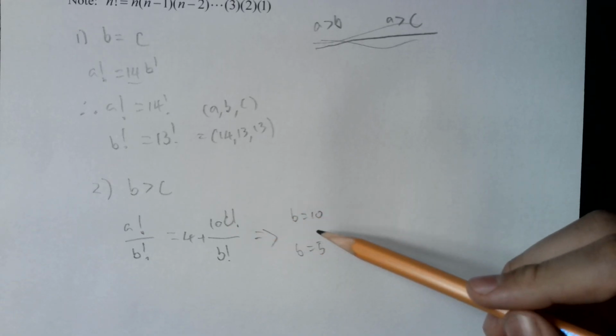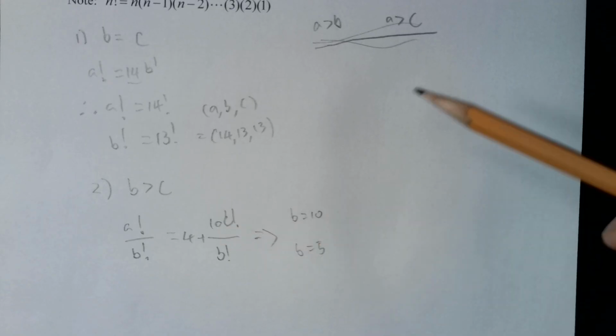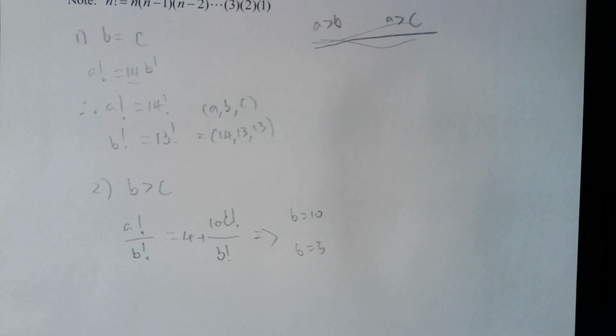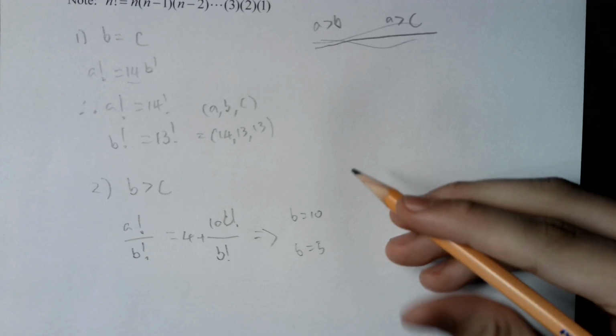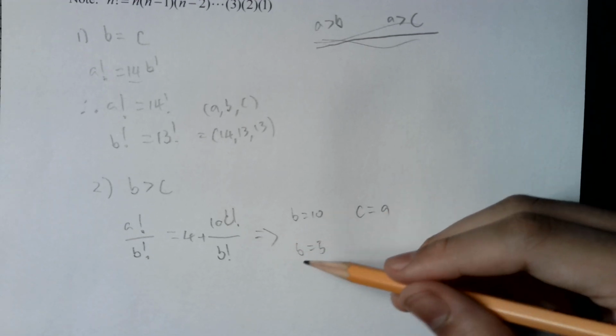So obviously we need b to be equal to 10 or 5 to get rid of this 10 here. And this means that if b is equal to 10, we know that c here is going to have to be equal to 9. As I said before, this is because 9 factorial times 10 is going to be 10 factorial.